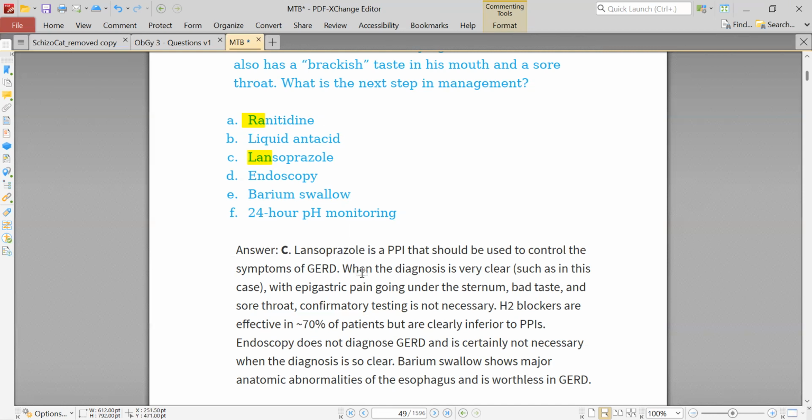H2 blockers are used to control the symptoms of GERD when the diagnosis is very clear, like epigastric pain going to the sternum, bad taste, sore throat. A confirmatory test is not required. Just start the patient on H2 blockers, which are effective in 70% of patients but clearly inferior to PPIs. So PPI is the best of all: lansoprazole, omeprazole.